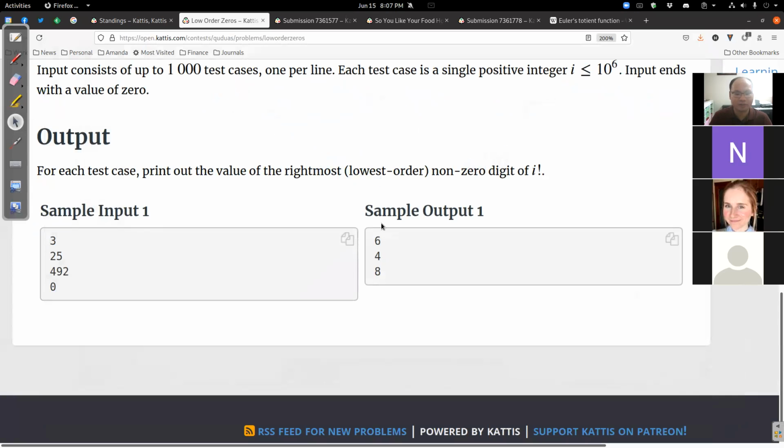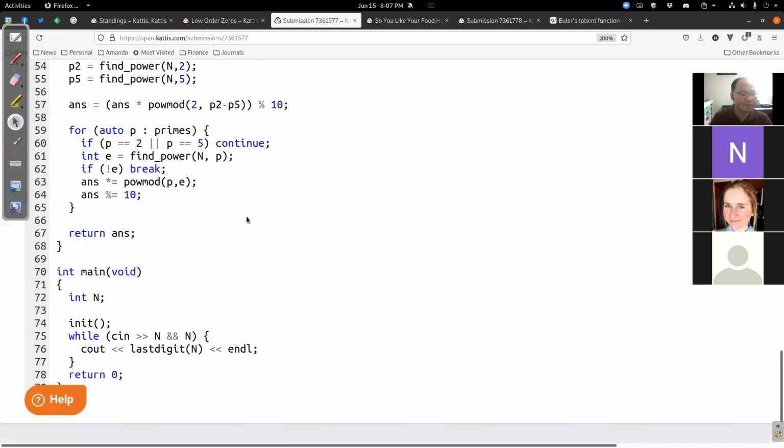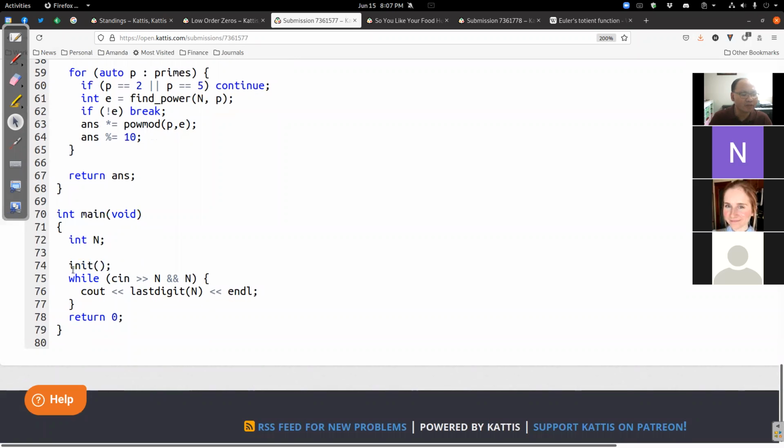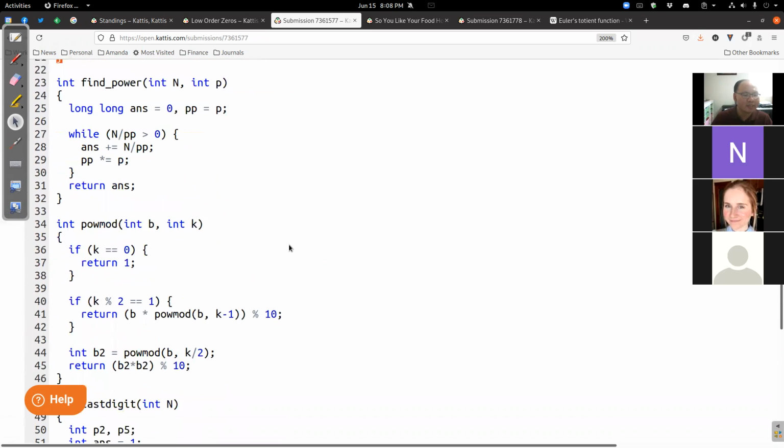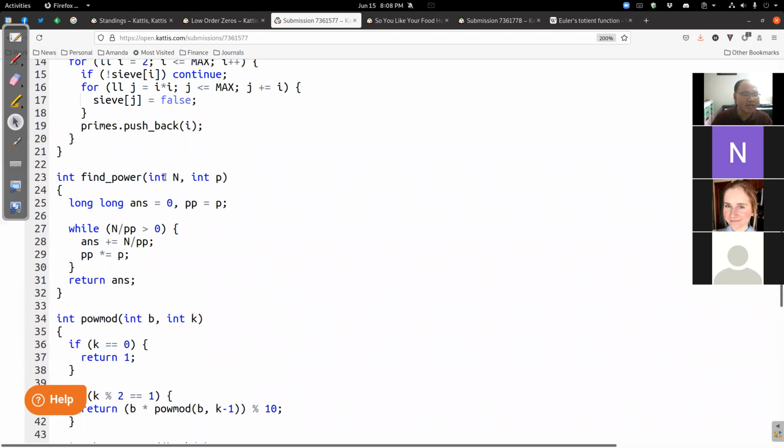So let me show you my code. Okay, so I have an initialization function, which is basically a sieve that computes all the primes up to, I believe, 1 million. And then I have this function called last digit that does the computation. Okay, so let's look at the sieve, right? The sieve is actually nothing new here. I believe I just copy and pasted the same code and changed this to be a million. So it's exactly the same code as before. And then this find power, you give me n, then this will tell you the power for that prime in n factorial. So what do I do?